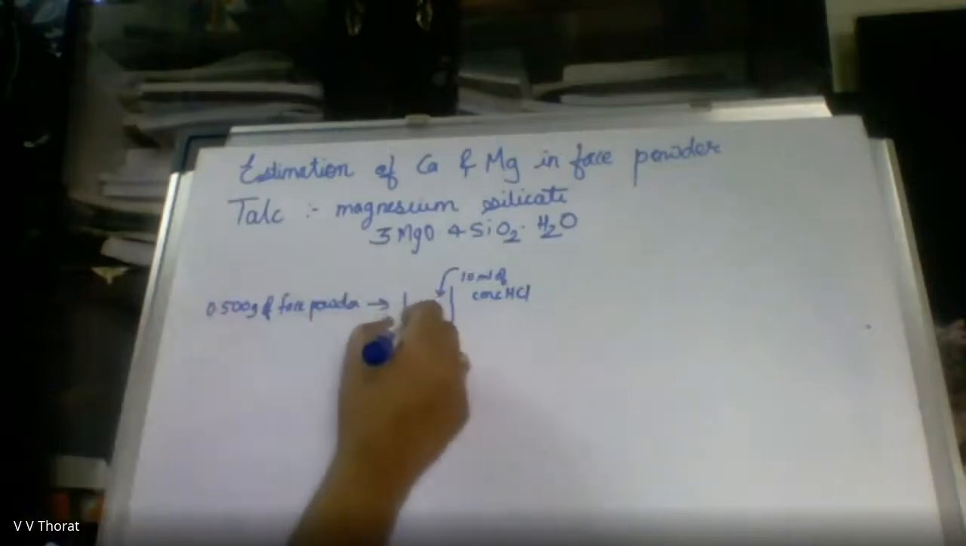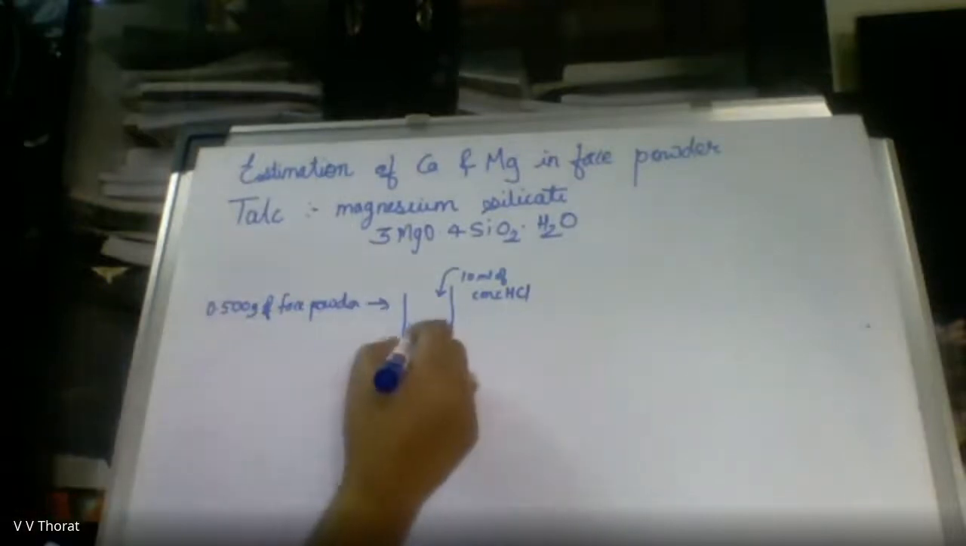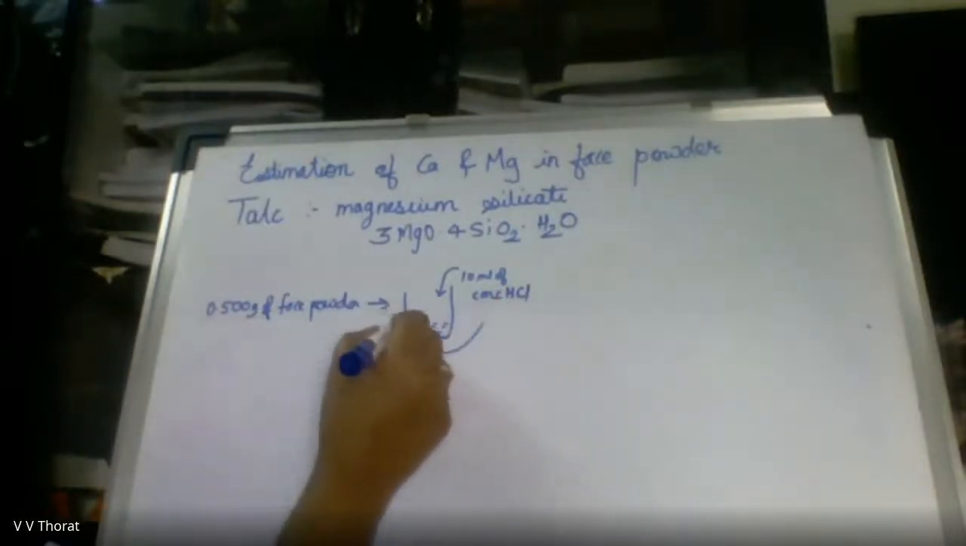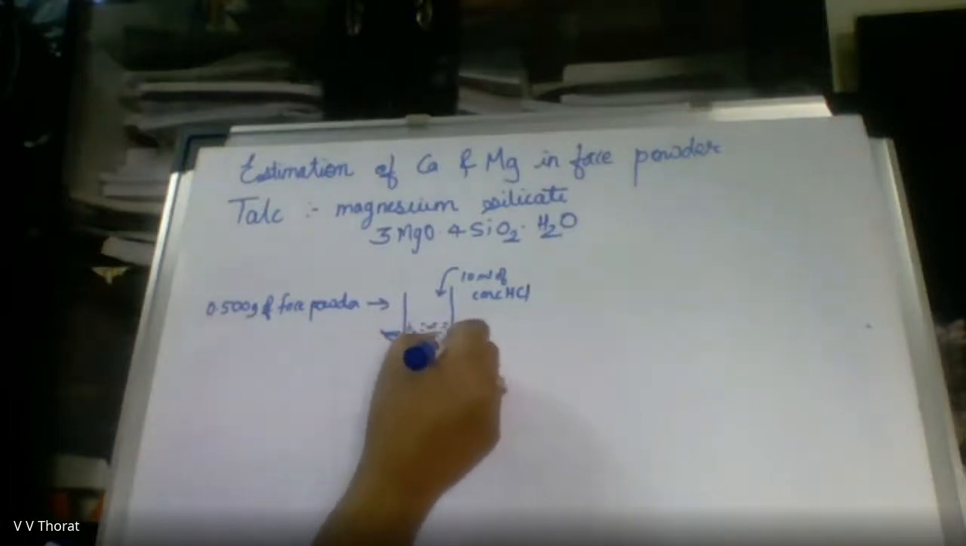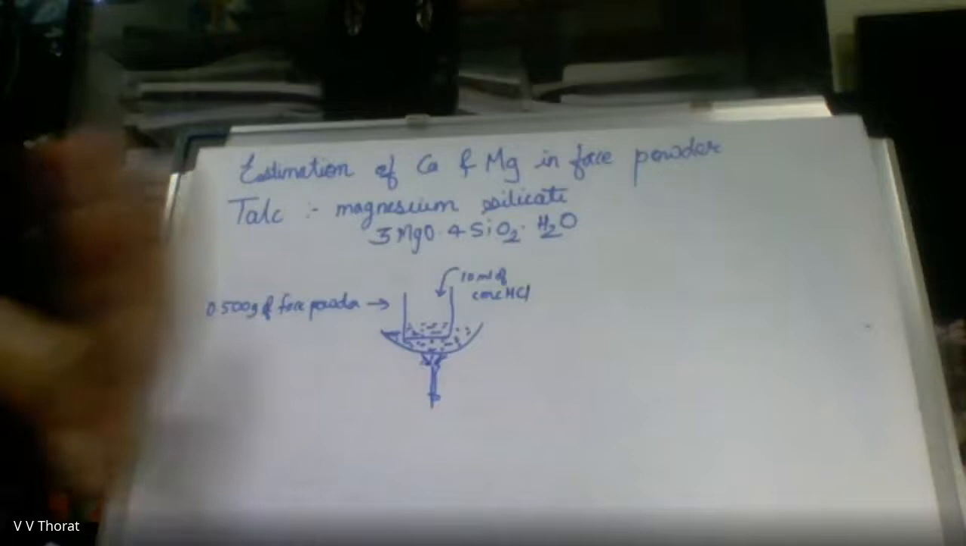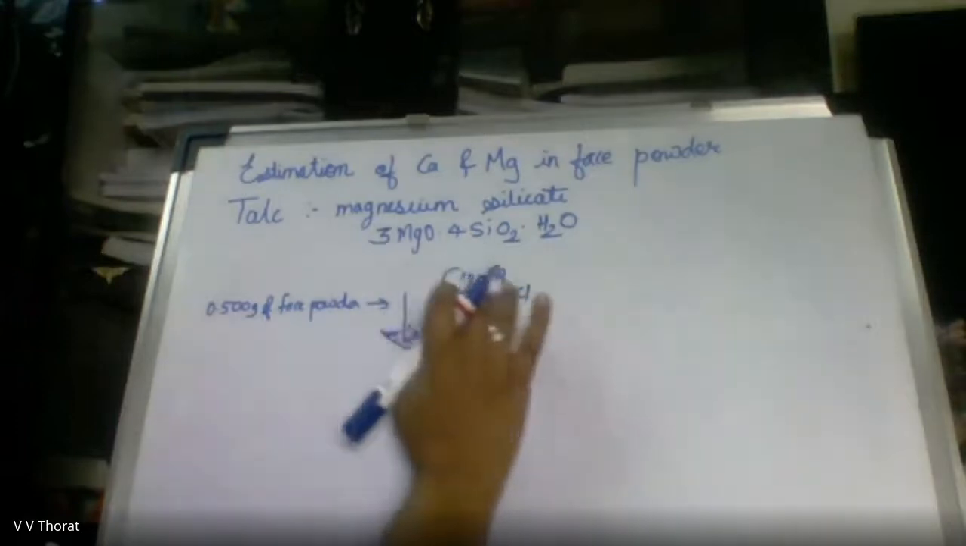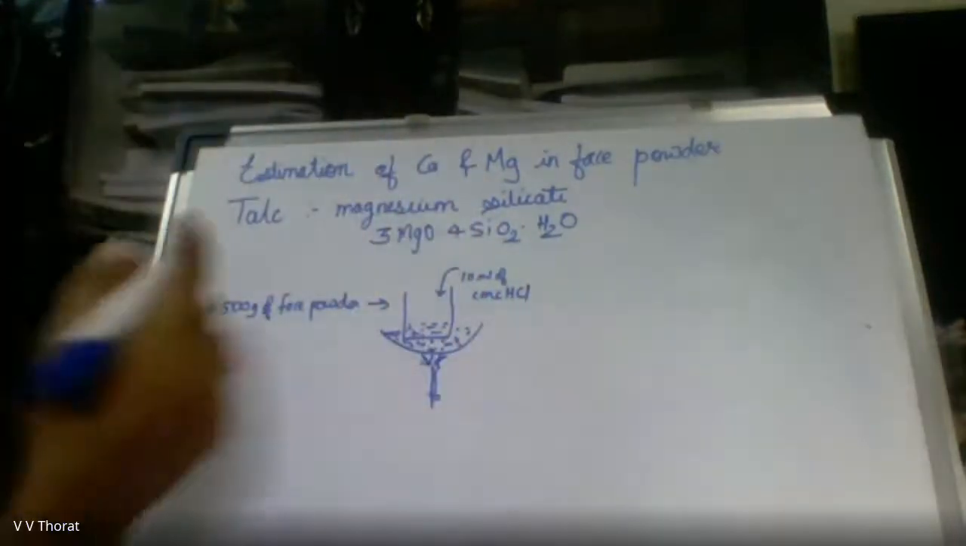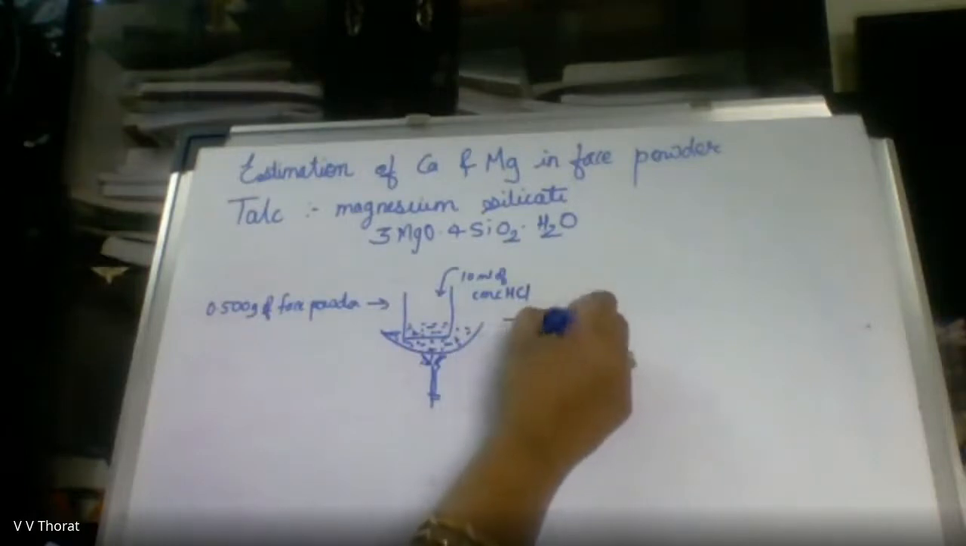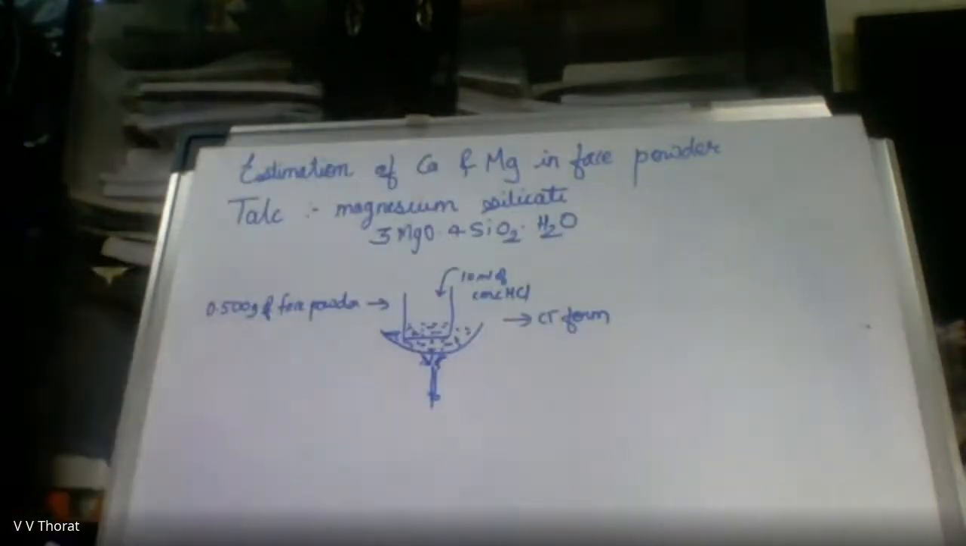And then you will heat. So you have the powder and the HCl solution. Next, you will heat it on a sand bath. You fill a vessel with sand, which is called a sand bath, and you heat till dryness. When you add HCl to the face powder, all calcium and magnesium will be converted into chloride form. You want them in chloride form, right? You heat it, everything will dissolve and you will get calcium chloride and magnesium chloride.